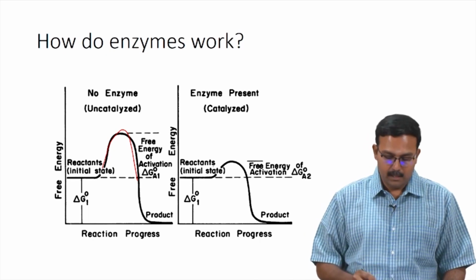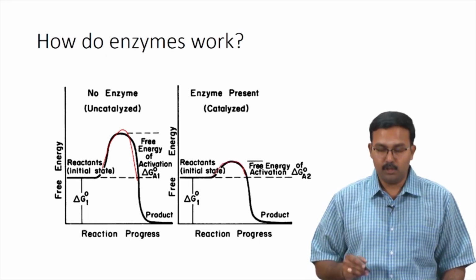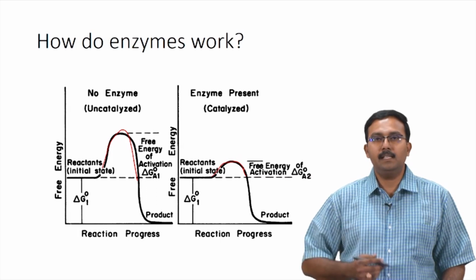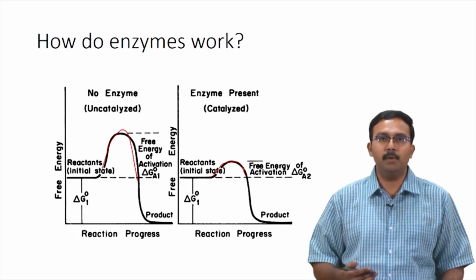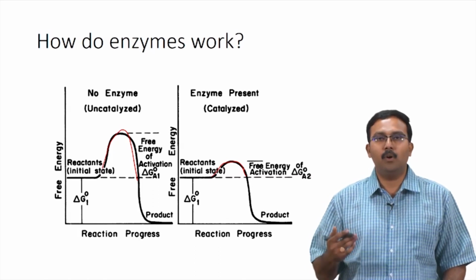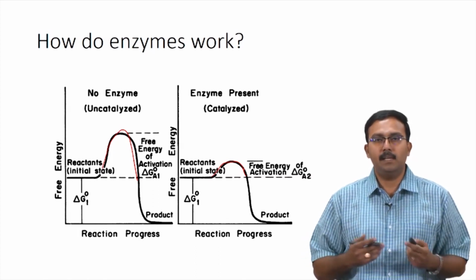So, you see in the enzyme catalyzed reaction that the hill is smaller. This gives you a lesser activation energy, thereby making the reaction more spontaneous than what it would have been if no catalyst or enzyme was present. So, this is how enzymes work.